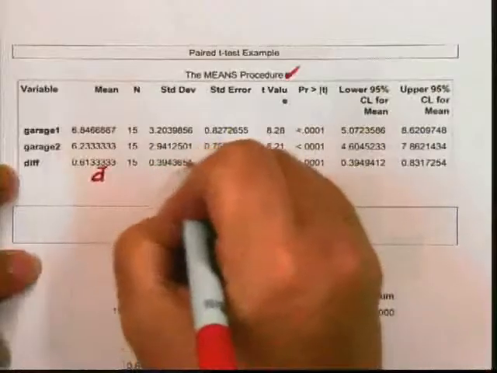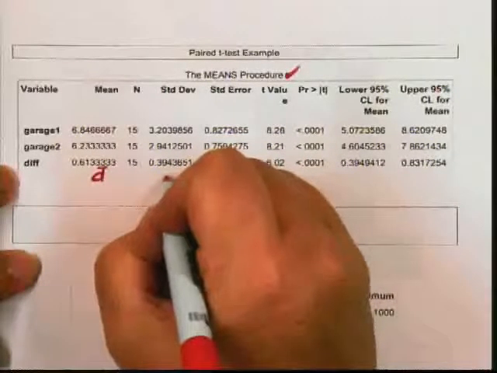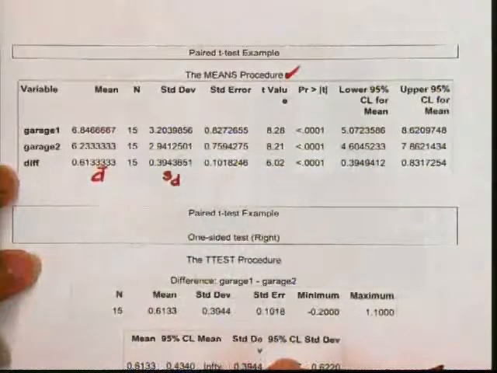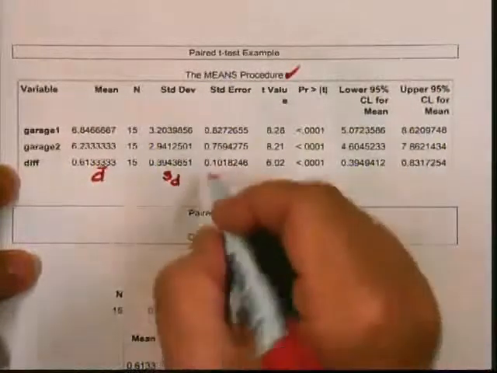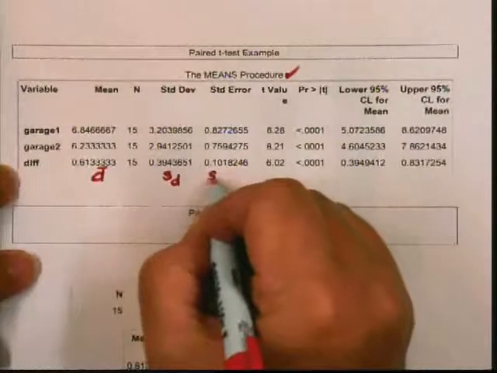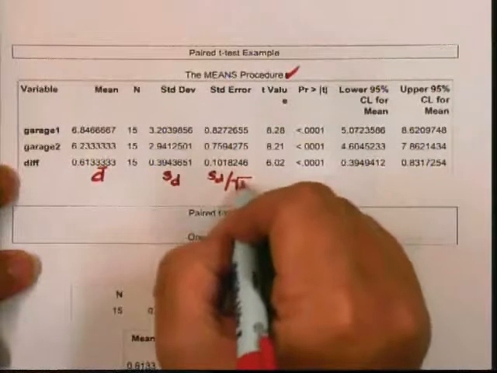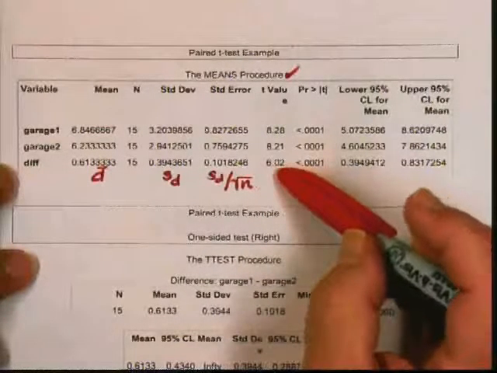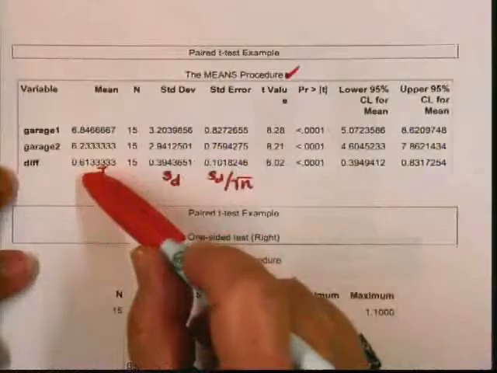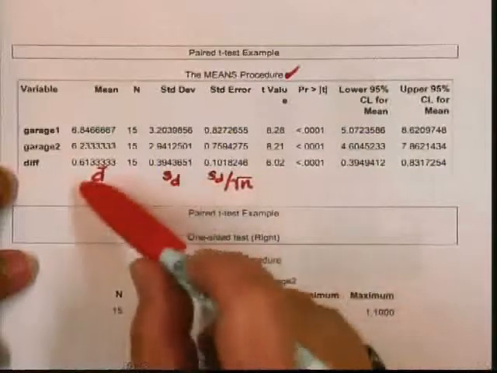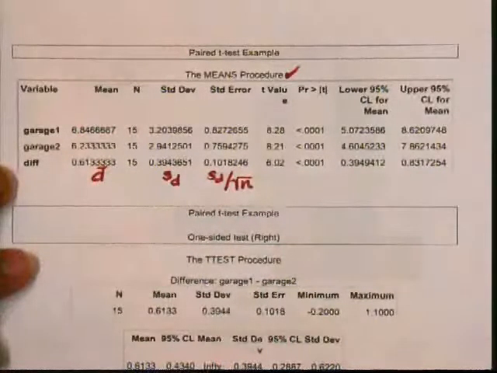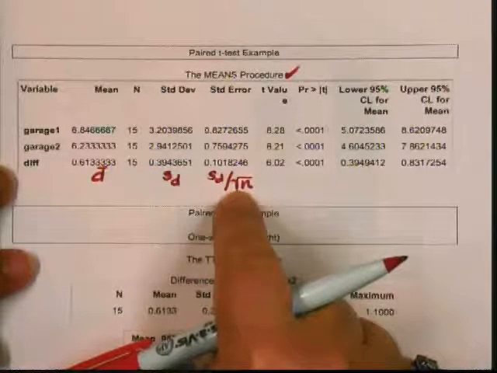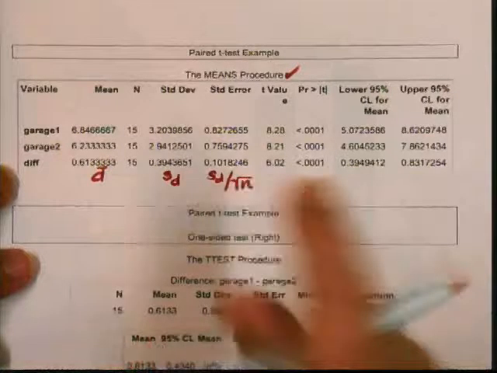This 0.394365, etc., is the standard deviation of those D's. 0.1018 is the standard deviation of those differences divided by the square root of the sample size. The value of t, 6.02, is the mean divided by the standard error because the hypothesized value is 0. So it takes D bar divided by its standard error, testing whether or not the average difference is 0.